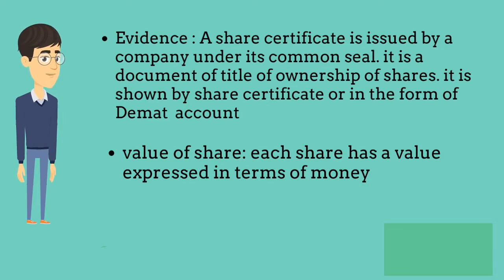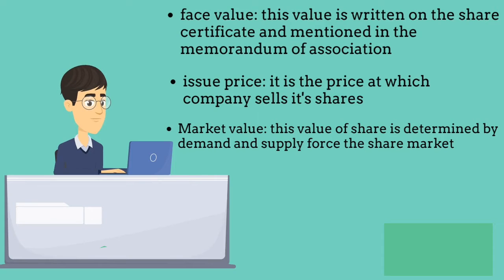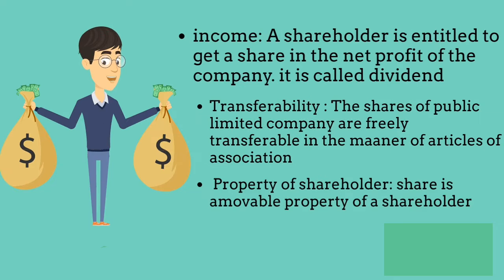Value of share. Each share has a value expressed in terms of money. Face value: this value is written on the share certificate and mentioned in the memorandum of association. Issue price: it is the price at which the company sells its shares. Market value: this value of a share is determined by demand and supply. Income: a shareholder is entitled to get a share in the net profit of the company. It is called dividend. Transferability: the shares of a public limited company are freely transferable in the manner of the articles of association. Movable property: a share is a movable property of a shareholder.